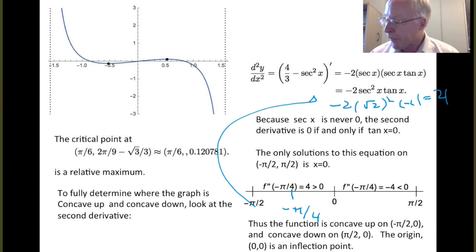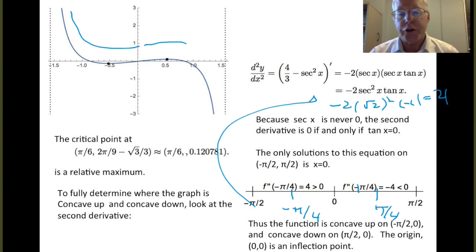And then likewise over here we can plug in the value, that should have been plus pi over 4 over here. And we finally get a value of minus 4 in that case, which is negative. So this tells us now that the function is going to be concave up on the interval from minus pi over 2 to 0. And of course we see that over here, and then concave down over here. So there's just that one inflection point. The concavity changes from up to down at the point 0, 0. So 0, 0 is also playing the role of an inflection point.